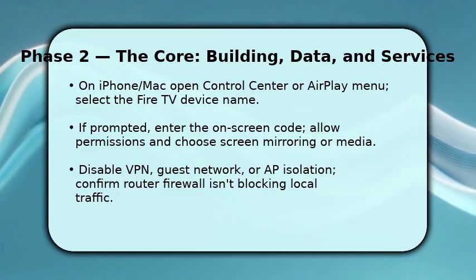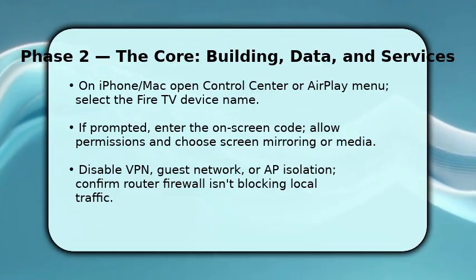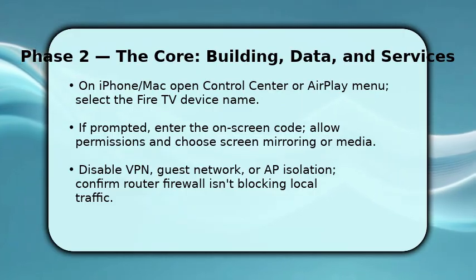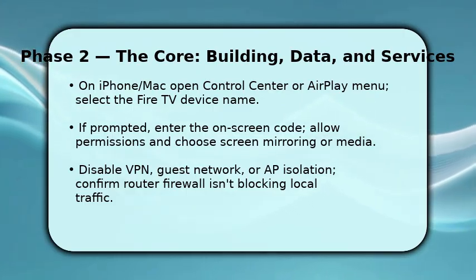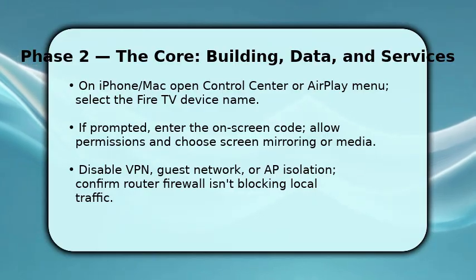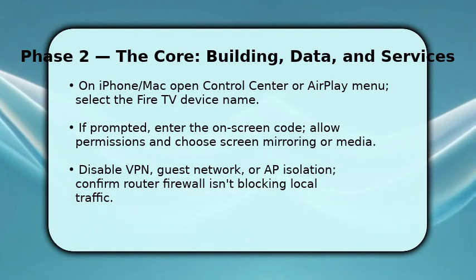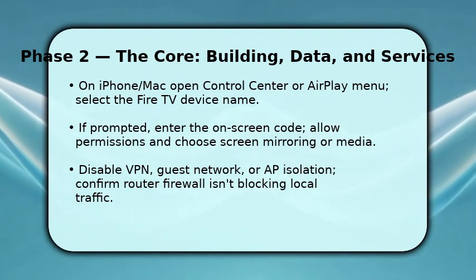If the device doesn't appear, disable VPNs, guest Wi-Fi, or AP isolation on your router because those block device discovery. Once connected, adjust mirroring resolution and bandwidth settings, if available, to reduce lag. Finish by testing playback in multiple apps to isolate app-specific issues.